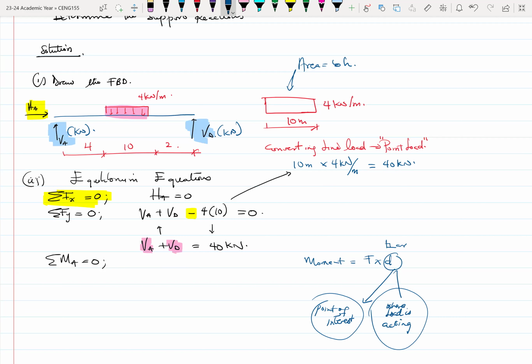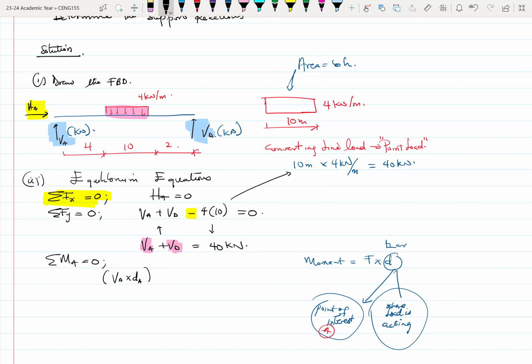Okay. So in this case, our point of interest is A. Then we'll take each load and find out where those loads are acting. Then find the distance between where these loads are acting to point A, and that becomes the distance for the moment. Okay. So let's start with VA. So it becomes VA times the distance, let's call it DA. We'll come back to that.